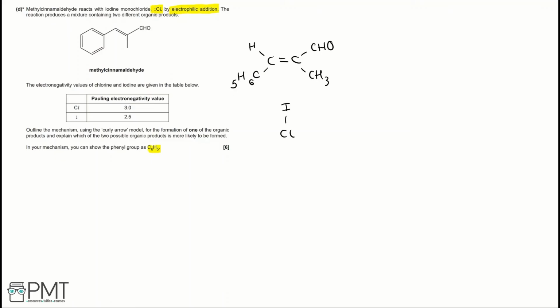So then we have ICl, and using the Pauling electronegativity value, we know that chlorine is more electronegative. So it's going to have a negative dipole, and iodine is going to have a positive dipole. And then it's just the same as any other electrophilic addition.